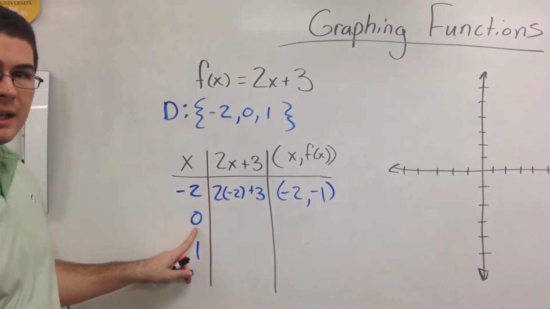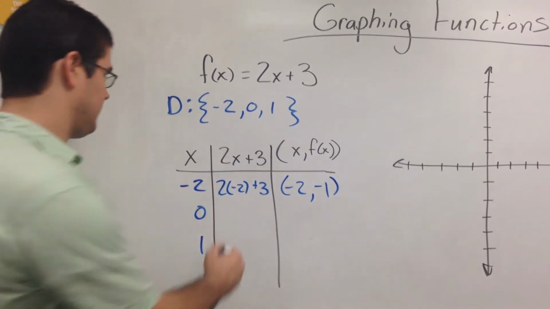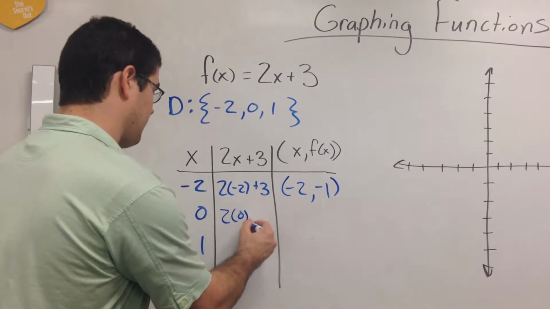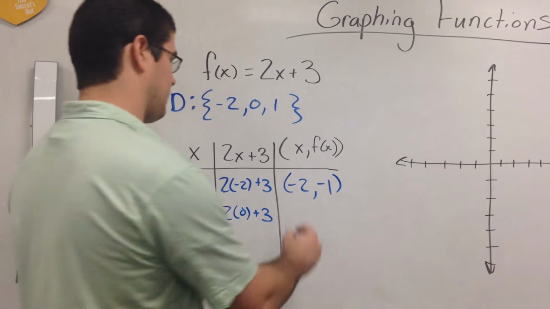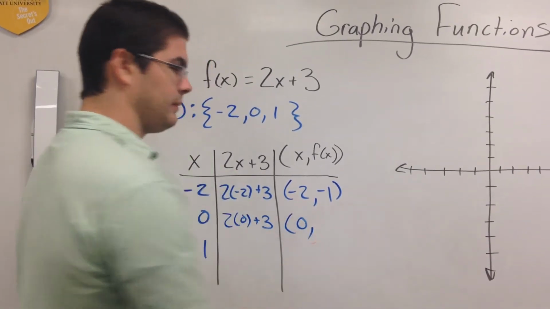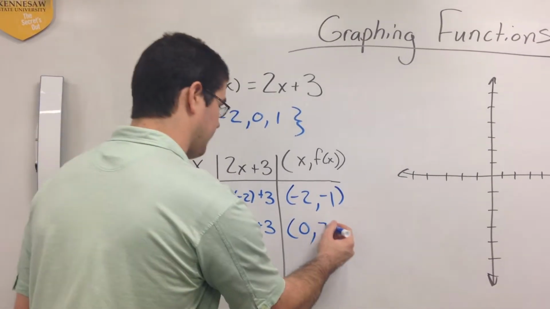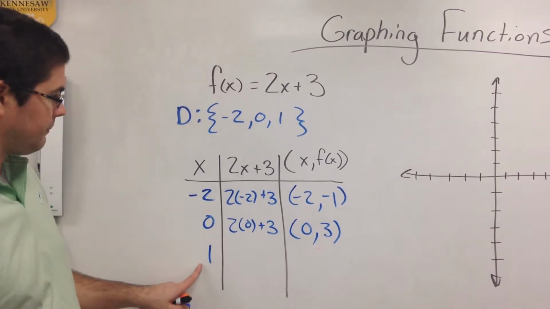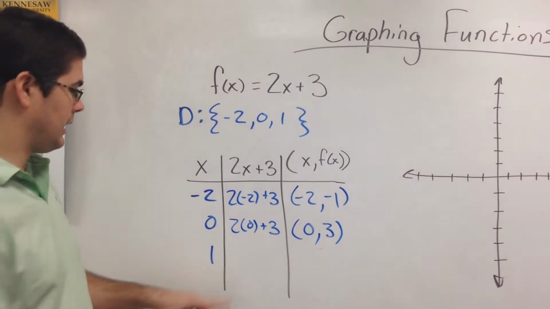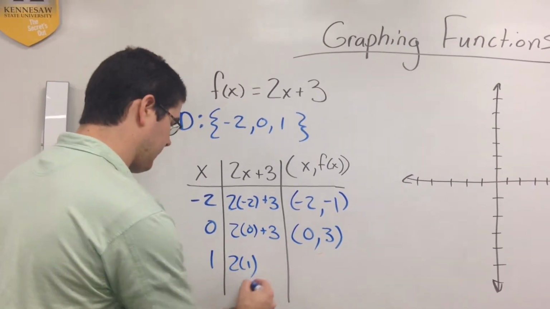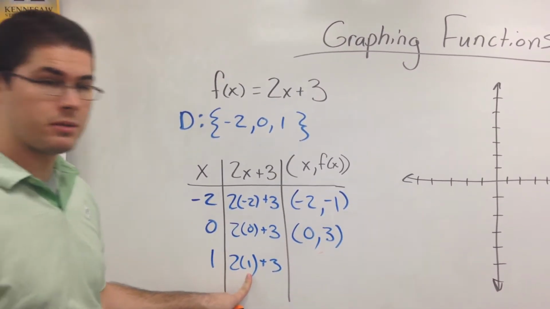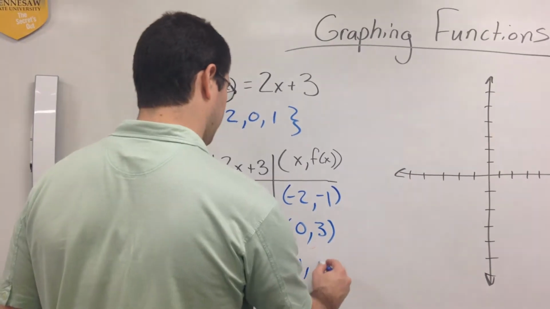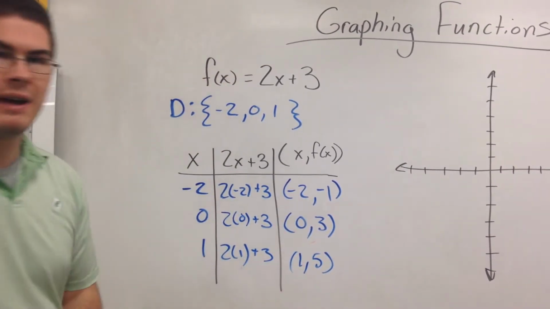All right, so here my x value is 0. I'm going to plug it in. So 2 times 0 plus 3. Well, 2 times 0 is 0, and 0 plus 3 is 3. So when I plug in 0, I get 3. All right. And my last domain is 1. Again, I'm just going to plug 1 in. 2 times 1 is 2. 2 plus 3 is 5. So when I plug in 1, I get 5 as a point.